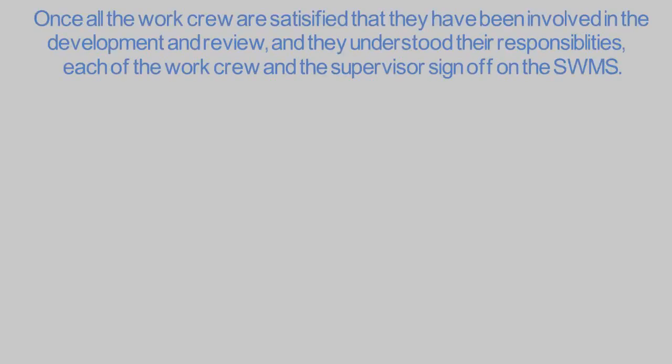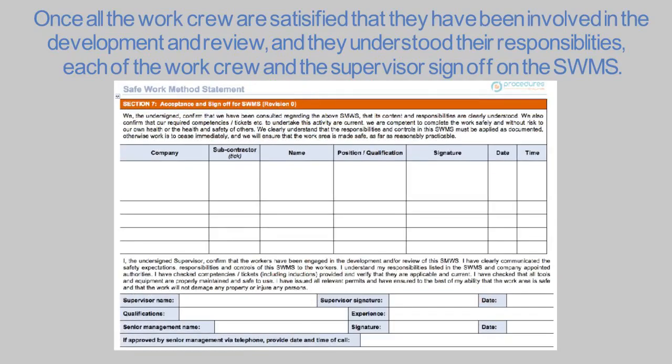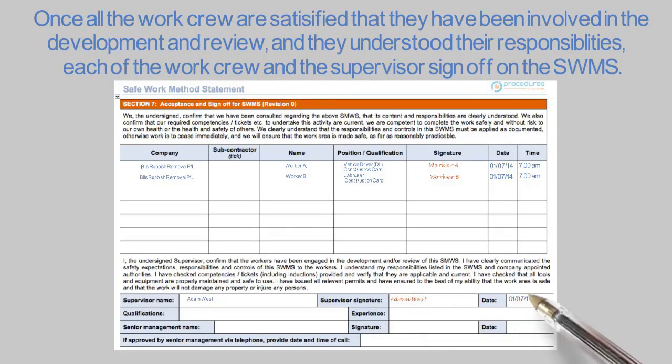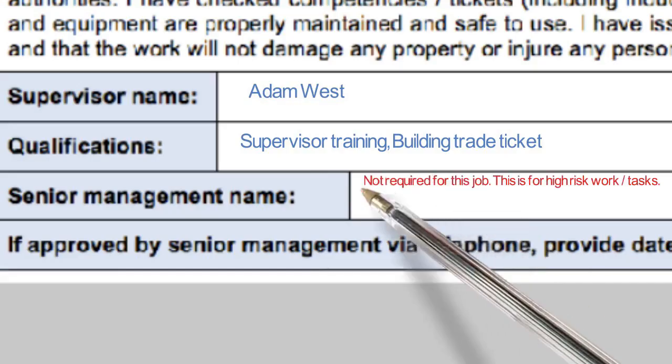Once everybody is satisfied that it's okay, then they can actually sign off on the SWMS. Identify the company, their name, their position, their signature, date and time. The supervisor will also need to do the same in the supervisor section. In the event that senior management needs to sign off, then there's a section for that. And that can also be done over the phone, applicable to the tasks that need to be done.